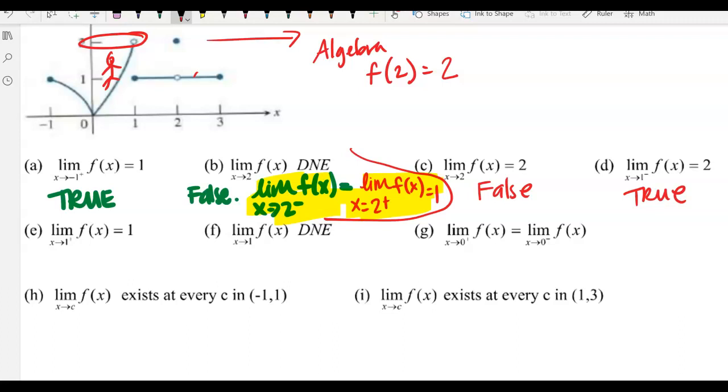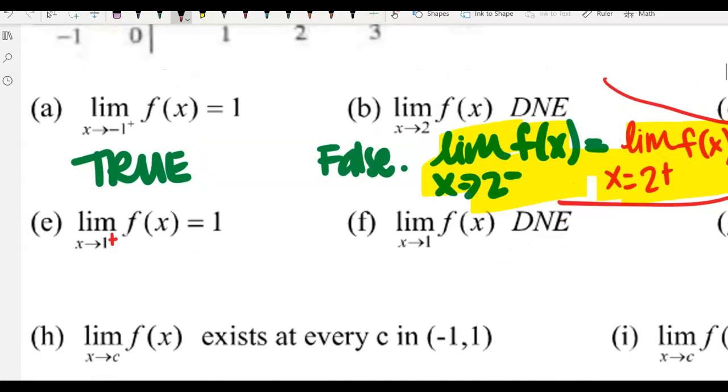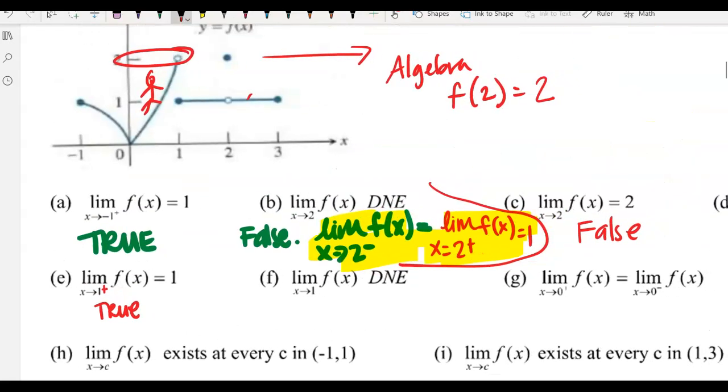E, Julio, true or false? True. We're looking for the limit as x approaches 1. Is that plus or minus? Plus. So, again, it's true because the y value, if we're doing right-hand limit, we should be standing on this piece, right, guys? And here's the y value. Okay.